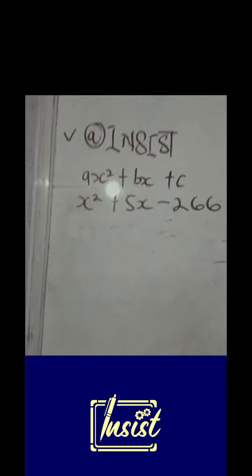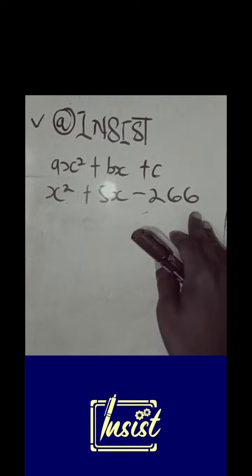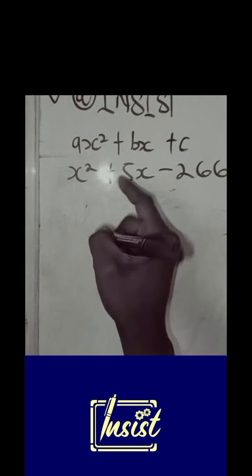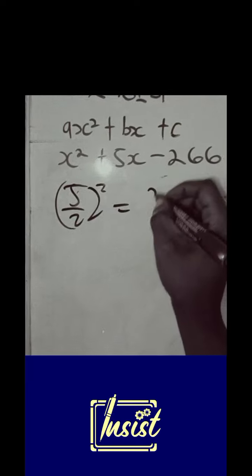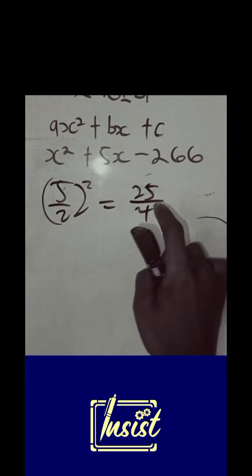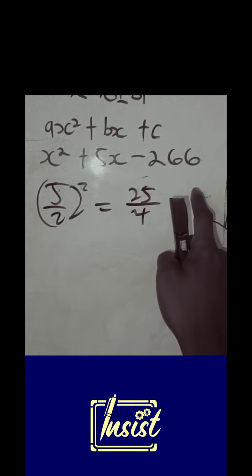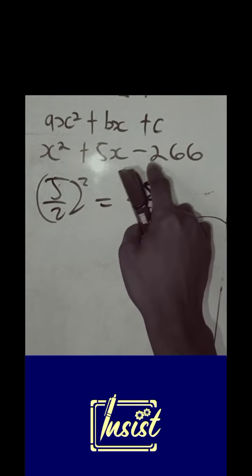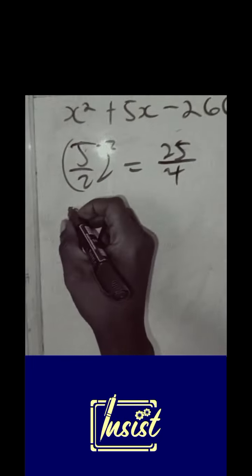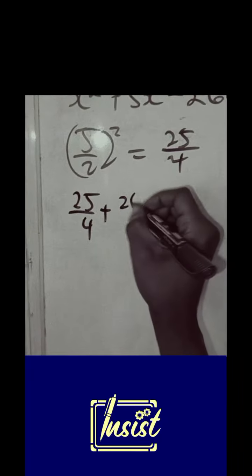So to look for my factors for this particular expression, x squared plus 5x minus 266, what do I do? I take my b. In this case, my b is 5. I will half it, then I'll square. If I square, I will end up with 25 over 4. If my c is positive, I will subtract it from this, but if it is negative, I will add it. In this question, my c is negative, so I will have 25 over 4 plus 266.